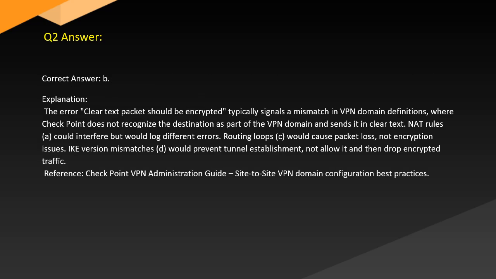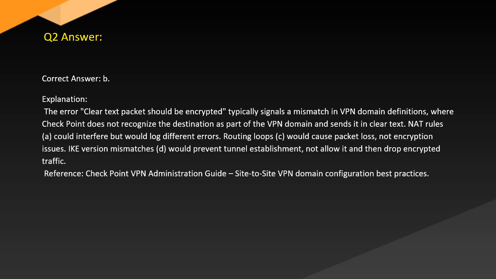Answer. Correct answer B. Explanation: clear text packets that should be encrypted typically signal a mismatch in VPN domain definitions, where Check Point does not recognize the destination as part of the VPN domain and sends it in clear text.